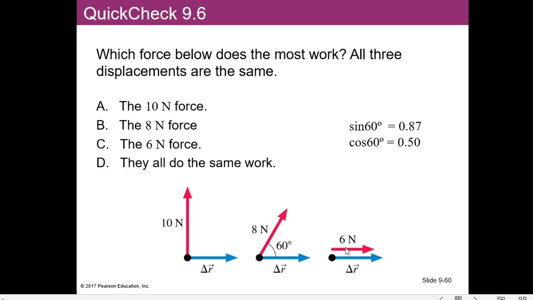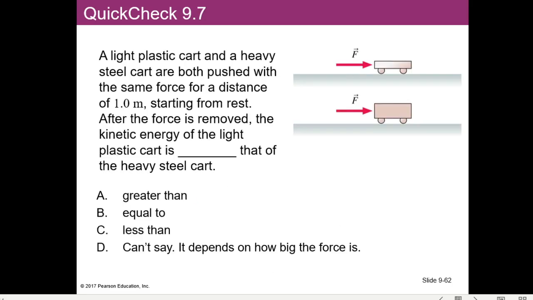What about this one? Well, this is along the same direction as the displacement. So this is 6 newtons times that same delta R. So I would say this one does the most work. So I'm going to go with C. Yay.